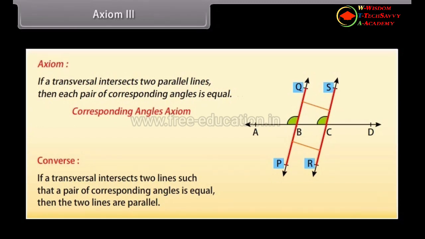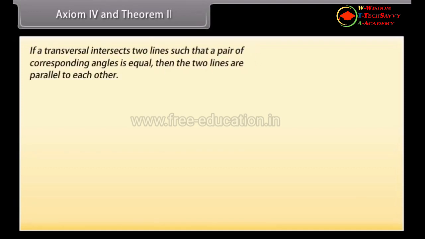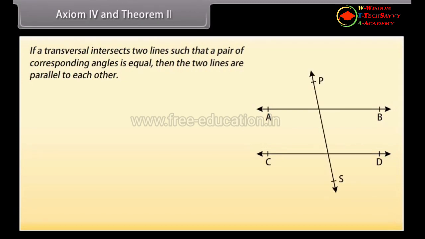So we have got one more axiom for this, which we will discuss in next screen. Axiom 4 and Theorem 2. The axiom we got in the previous screen is, if a transversal intersects two lines such that a pair of corresponding angles is equal, then the two lines are parallel to each other. Now we will use the corresponding angles axiom to find out the relation between the alternate interior angles when a transversal intersects two parallel lines. Here transversal PS intersects parallel lines AB and CD at points Q and R respectively.